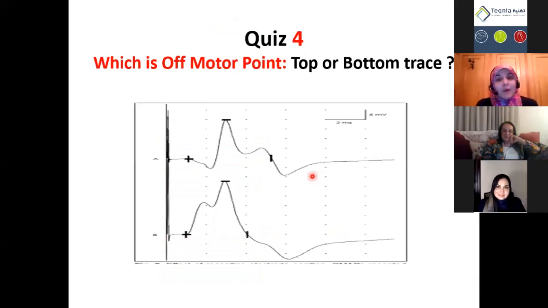This is a quiz. I hope, if I really explained it well, that you will be able to know which potential is off point. Well, this one, because it has an initial positive deflection, and you can see the number of squares. It's not written how much the amplitude is, but you can calculate from the number of squares, so this is smaller.